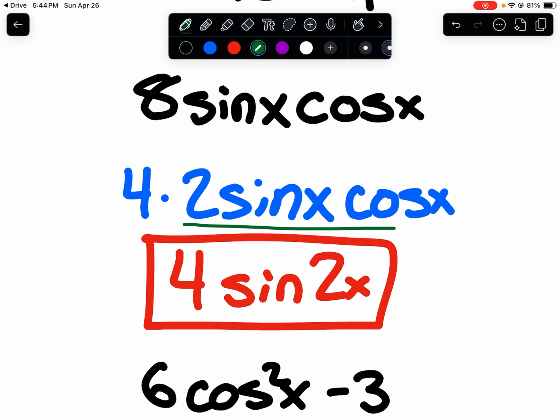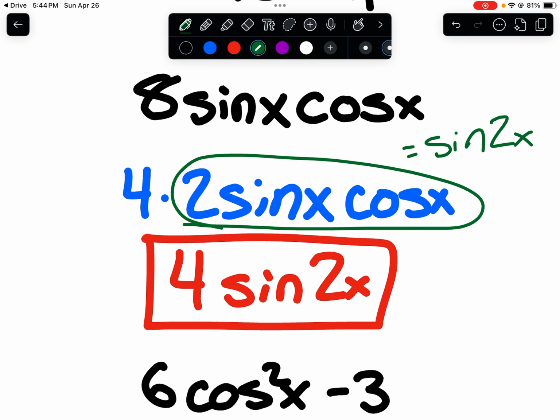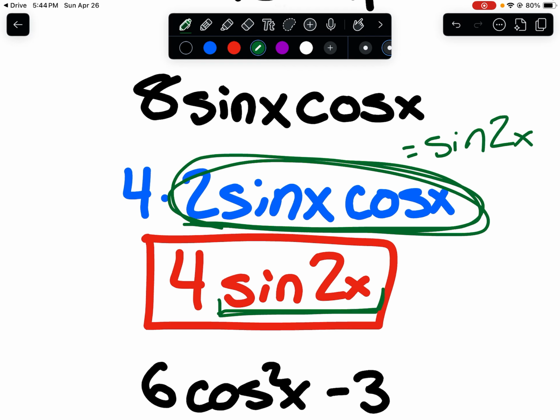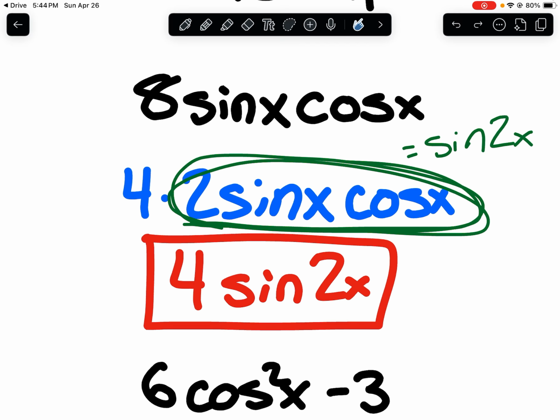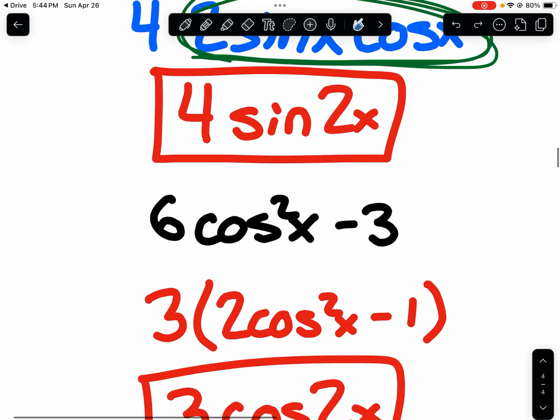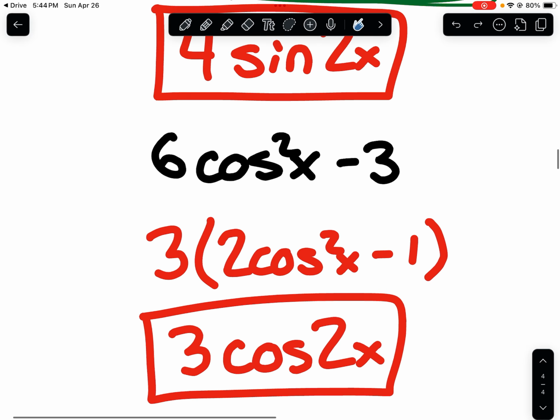So what we could do is rewrite that 8 as 4 times 2, and then this 2 sine x cosine x is the same as sine 2x. So that whole 2 sine x cosine x is getting replaced by this sine 2x right there. And then I just have that 4 that we factored out, so I just end up with 4 sine of 2x. And now it's a double angle.